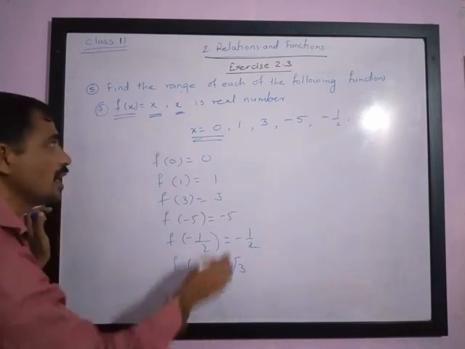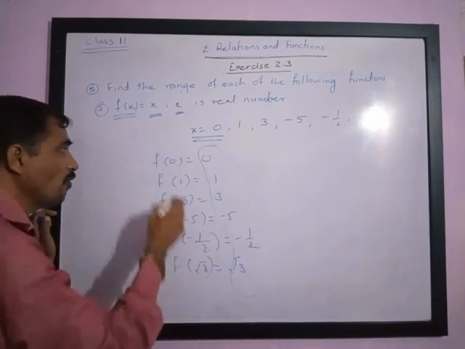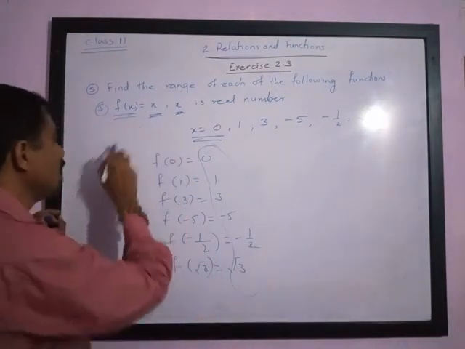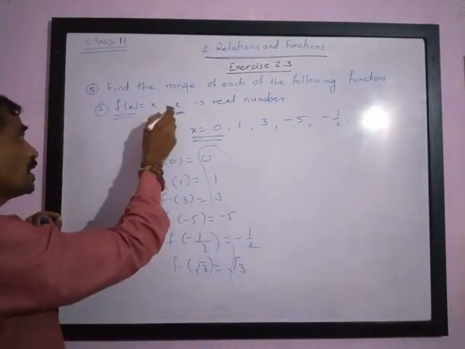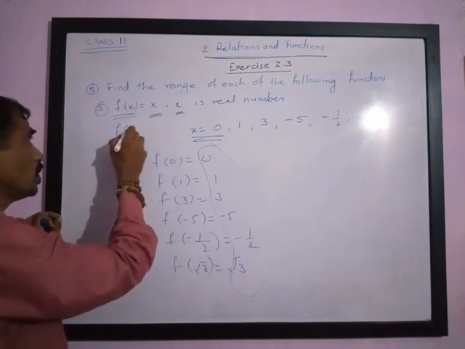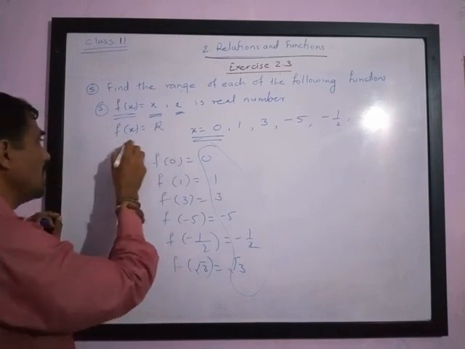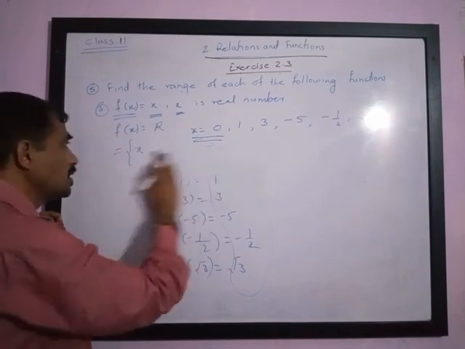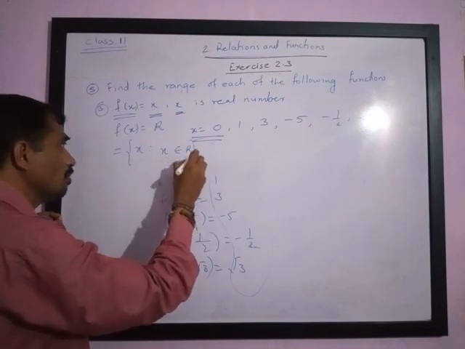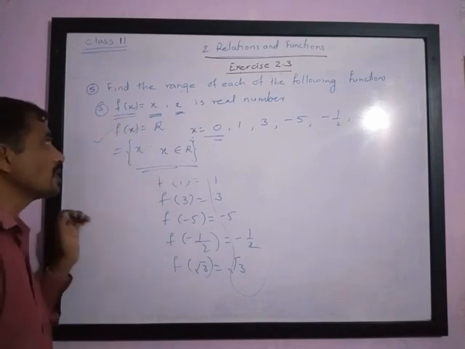Please try to understand. If this x is having a real value, then f of x is also having all the real values. It means f of x is a real number, or you can say the range is a set of x such that x belongs to real numbers. So all real numbers are possible for this function f of x is equal to x.